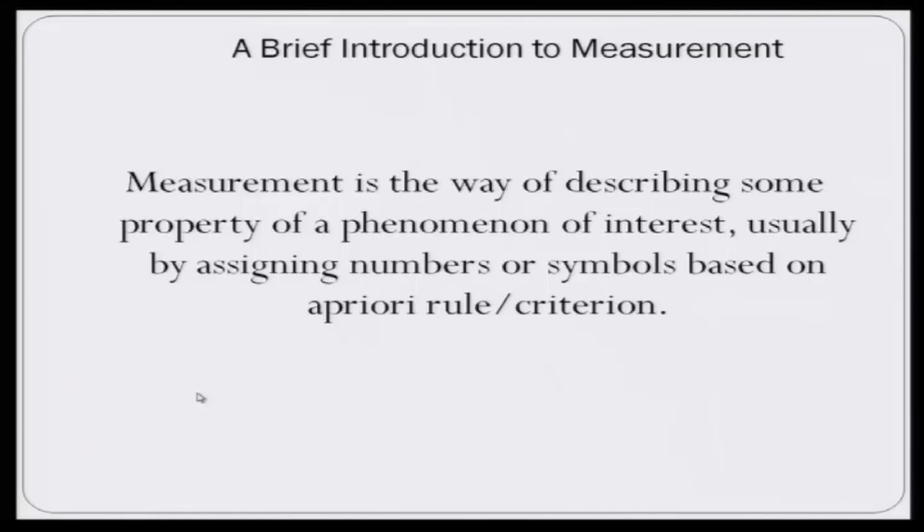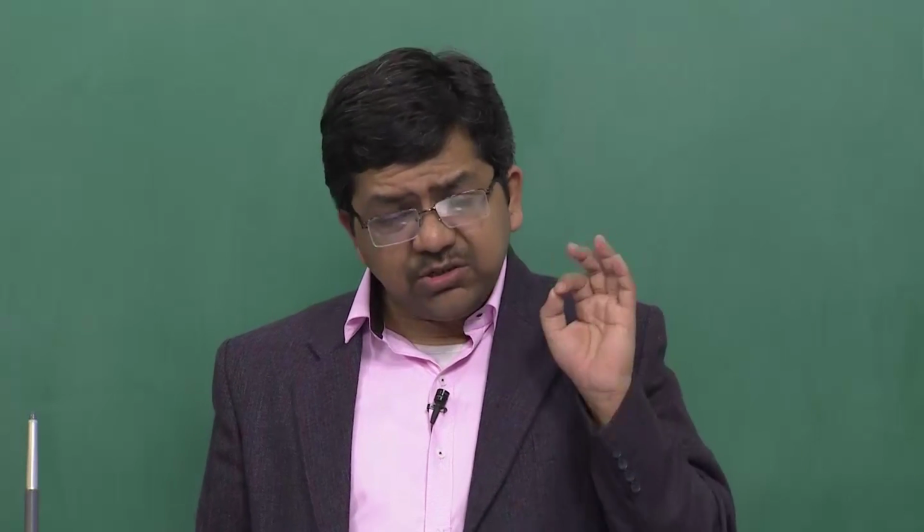As you can see, what we discussed in the previous class was what is measurement. Measurement is the way of describing some property of a phenomenon of interest, usually by assigning some symbols or numbers based on a priori rule or some criteria. So, measurement involves assigning symbols or numbers to some property depending on the degree or level to which that property exists in an object, based on some ascertained or a priori set criteria or rules.